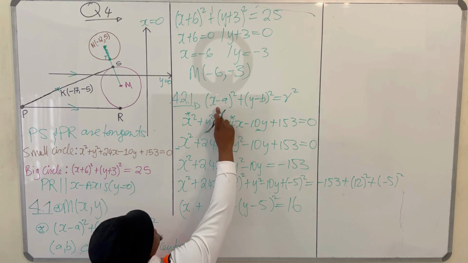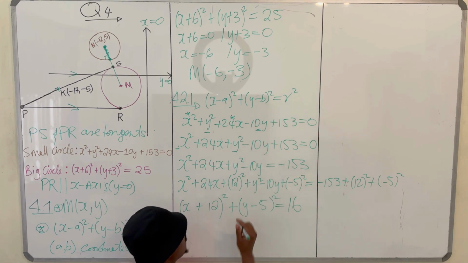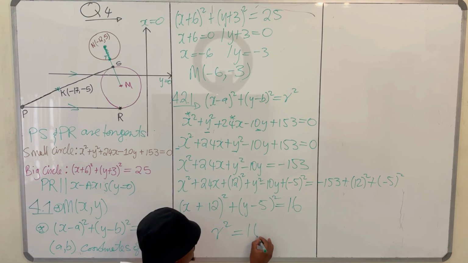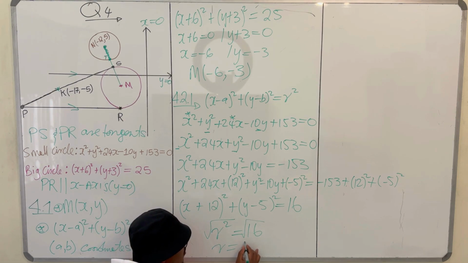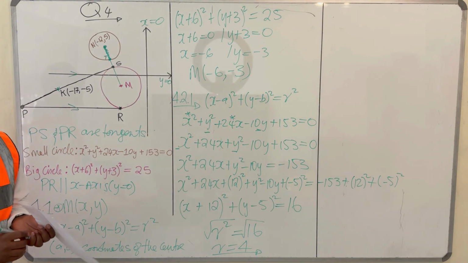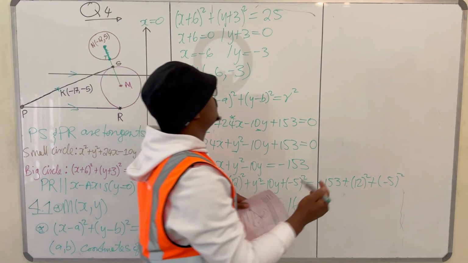So this part is exactly this. This part is exactly this. This part is that part. So your r squared, which is that part, is 16 here. So you take the square root, you get that your radius is equal to 4 units. This is your radius. And you're done here. So you move to the next question, which is 4.2.2.